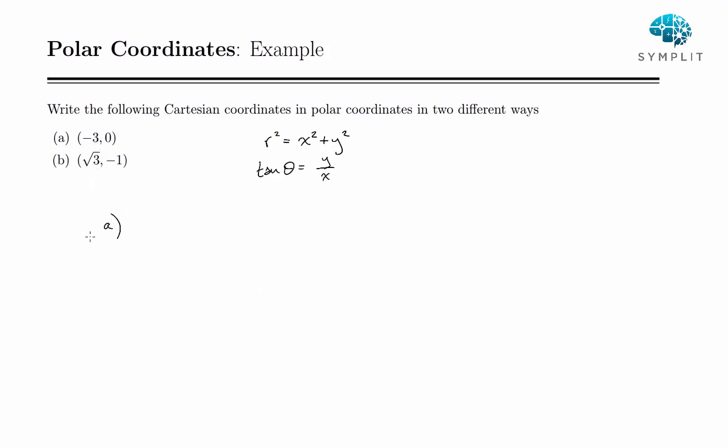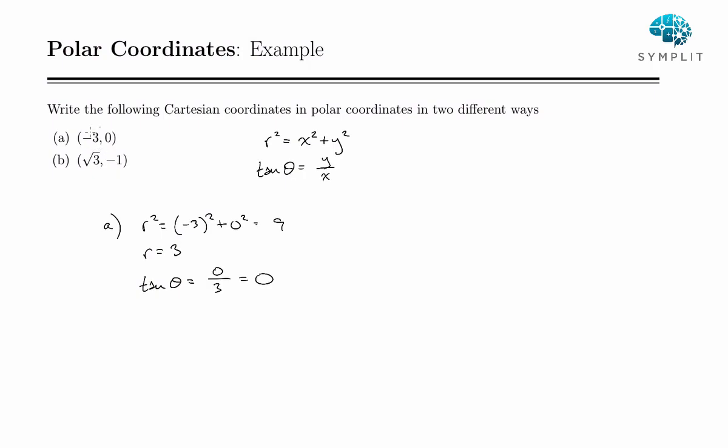We have x is -3, y is 0. So r squared equals (-3) squared plus 0 squared. That's 9. So we can let r equal 3. And then we have tangent of theta is equal to y over x. So that's 0 over 3. So that's 0. And so, of course, tangent of theta is equal to 0 in lots of different places.